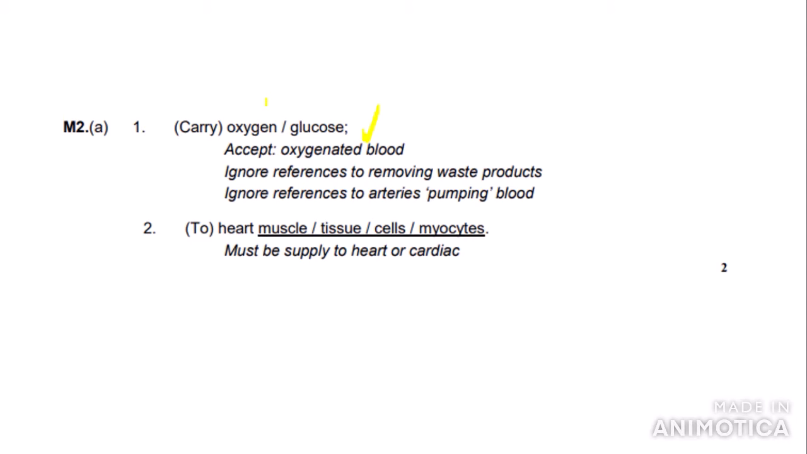Now the second marking point is to the heart muscle, tissue, cells, or myocytes. Now as the words muscle, tissue, cells, or myocytes are underlined, you must use one of these words to get the mark. So if you just put carries oxygen to the heart, you wouldn't get the second mark, as you need to refer to the heart muscle or tissue. So we would get both marks there.